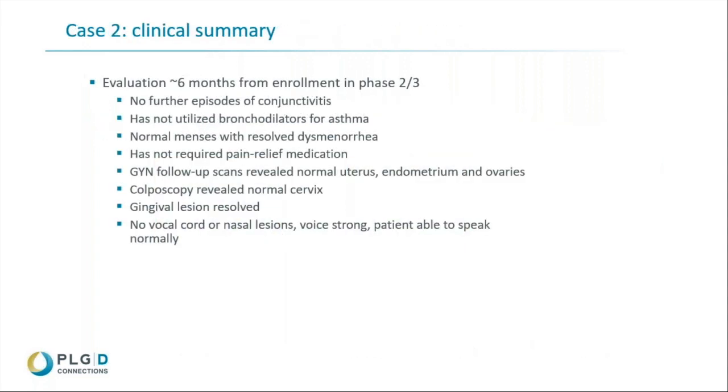At 6 months from enrollment on scheduled IV plasminogen concentrate therapy, the patient had no further episodes of conjunctivitis, had not utilized bronchodilators for asthma, and reported normal menses with resolved dysmenorrhea. She has not required pain relief medications. GYN follow-up revealed normal uterus, endometrium, and ovaries. Colposcopy revealed a normal cervix. Gingival lesions resolved as well, and no vocal cord or nasal lesions were identified. Her voice was strong, and she was able to speak normally.